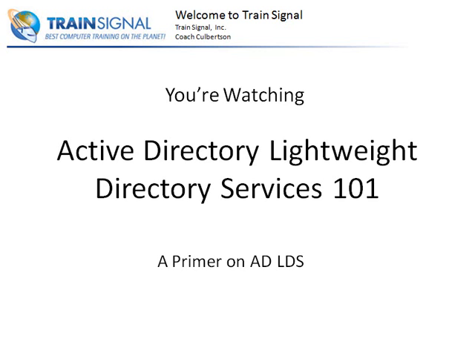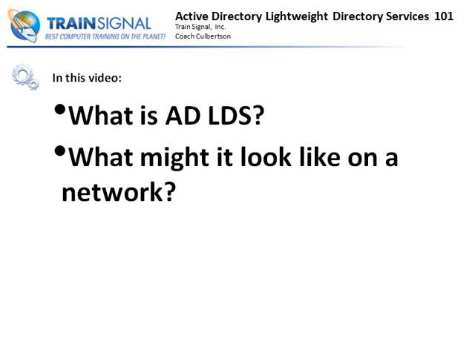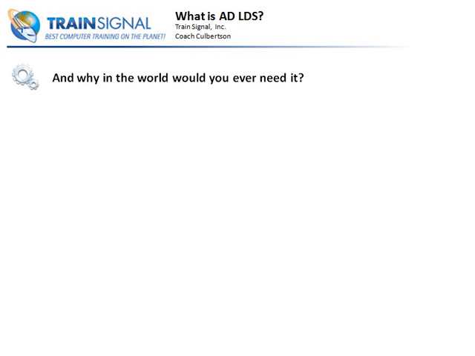And if that isn't a mouthful, I don't know what is. Again, this is just a primer on Active Directory LDS, Lightweight Directory Services. So we're going to go through the theory and get you a basic foundation so you understand what it is and what it's for. In this video, we're going to take a look at what ADLDS is and then what it might look like on a network if you're actually running it. And then, of course, we're going to talk about a very important word called an instance. This is a pretty key element to AD Lightweight Directory Services. So let's go ahead and jump on into it.